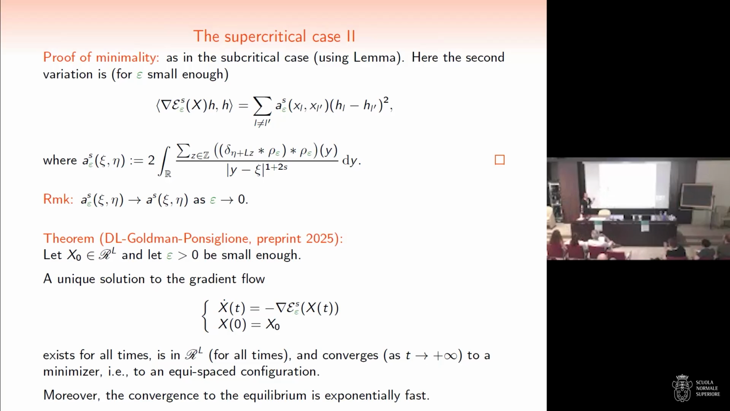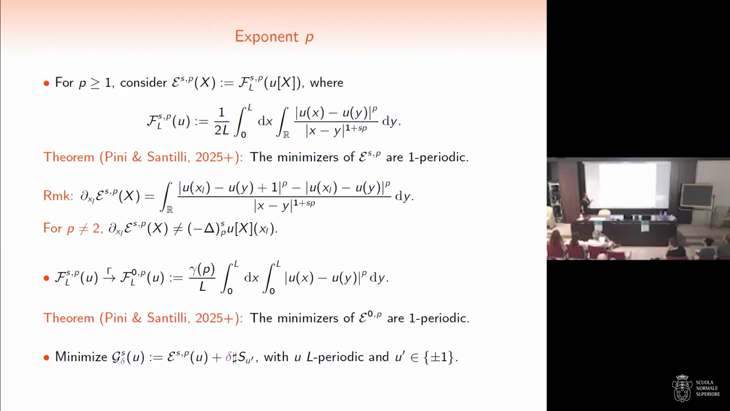Okay, so if I have 5 minutes, I would like to tell you about some generalization of these results. Let me start from a soft one. Until now, we have considered the fractional Gallardo-Seminar problem with exponent 2. What I said can be generalized to exponent p, with p larger than 1. This is something that Pini and Santilli, two PhD students in Rome, have done, proving that the minimizers of this energy are 1 periodic. So I have exactly the minimal periodicity.